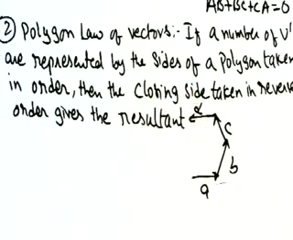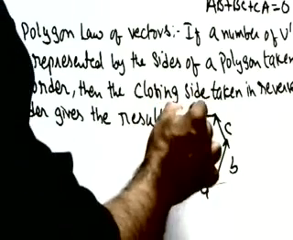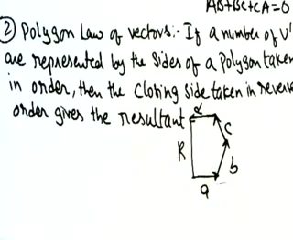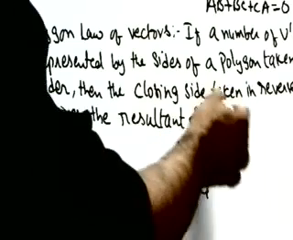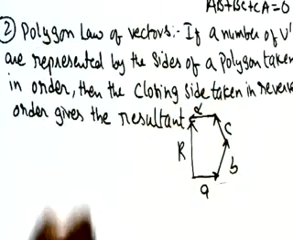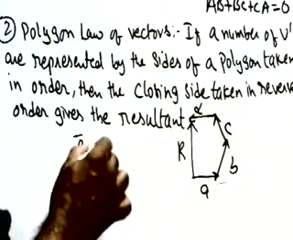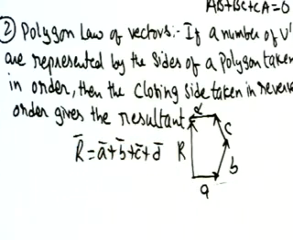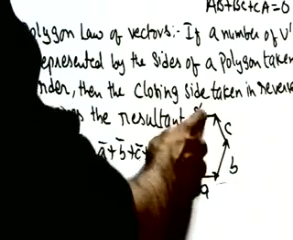The resultant is given by the closing side. You close this one, and this will become the resultant R, but it should be taken in reversed order. We are going like this, but the resultant order will be reversed. So here the resultant R is given by vector A plus vector B plus vector C plus vector D. If we have more than two vectors, we use the polygon law of vectors.